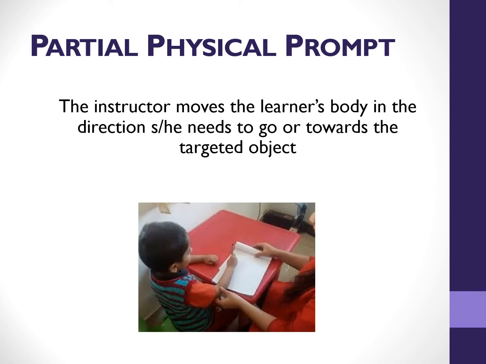The next type of prompt is called a partial physical prompt. When using partial physical prompts, you are still touching the students, but you are providing minimal physical guidance as compared to full physical prompting, in which you're using full hand-over-hand guidance to complete the task. So for partial physical prompting, this may involve touching the student's elbow to begin the movement, but the movement is led by the student as opposed to the instructor, like you see in the previous one that we discussed, the full physical prompting.